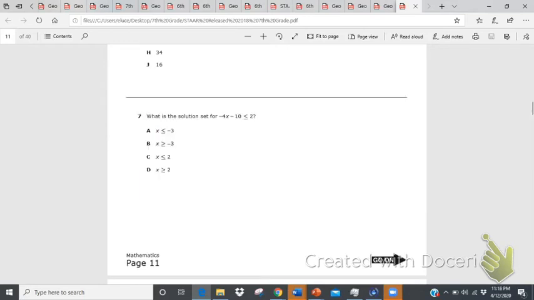Alrighty, so for the next one, ladies and gentlemen, they're telling us, what is the solution set for negative 4x minus 10 is less than or equal to 2? All right, so when solving these, my suggestion is for y'all to circle whatever has a variable, your coefficient and your variable. That way you put it in a bubble, and that's going to be the last thing y'all work with. Now we need to do inverse operations, which means how do you undo something?